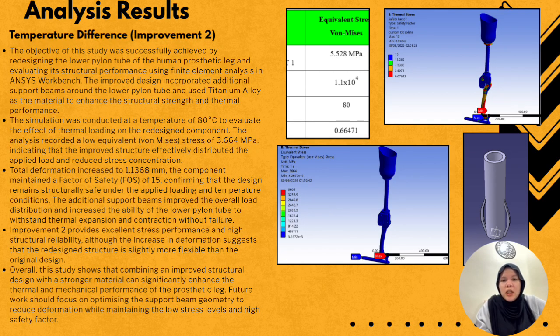In conclusion, Improvement 2 successfully achieved its objective by strengthening the lower pylon through the addition of support beams and the use of a stronger material. The design provides better structural performance and is more suitable for prosthetic leg application.